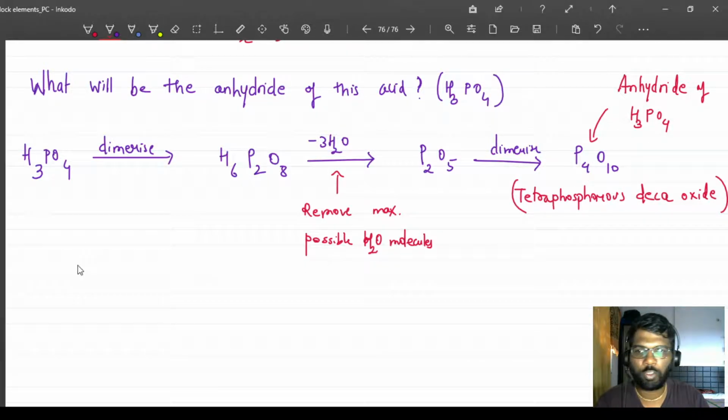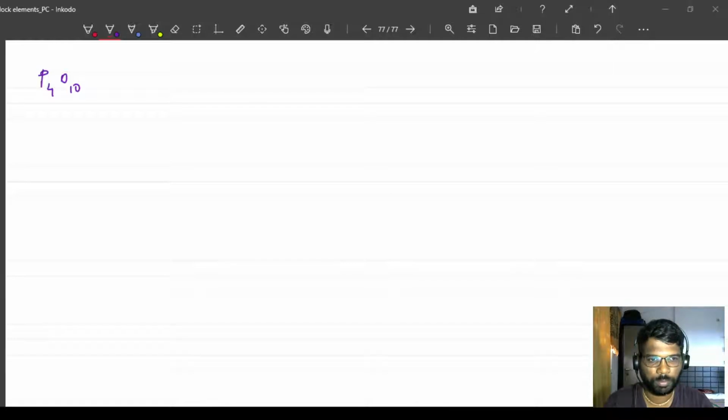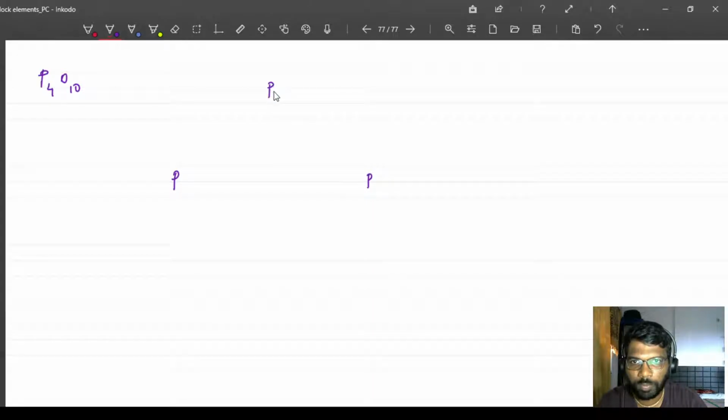So what is the structure of the P4 anhydride? What is the structure of P4O10, that is the anhydride? I'll show it on the next page. P4O10. That is phosphorus, here it is phosphorus, and here also it is phosphorus. There are four phosphorus. I am connecting them. There will be oxygens also here. I'll put some oxygens. Now I'll connect these phosphorus and oxygens.